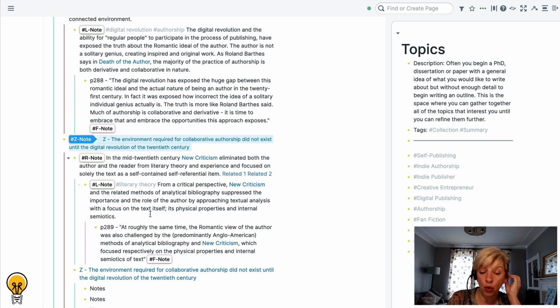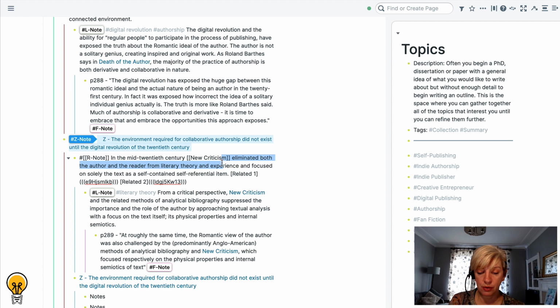So my R note on this piece is, in the mid 20th century, new criticism eliminated both the author and the reader from literary theory and experience. Okay, so this is the new thought. So we already know that they didn't consider much about the author, and that they did because of the new type of criticism, but they didn't talk about the reader.